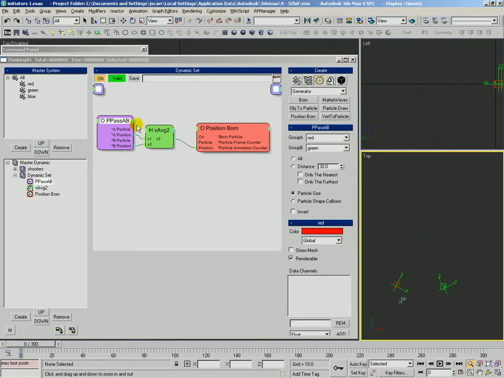Okay, let's go ahead and take a look. The next one we have is particle shape collision.